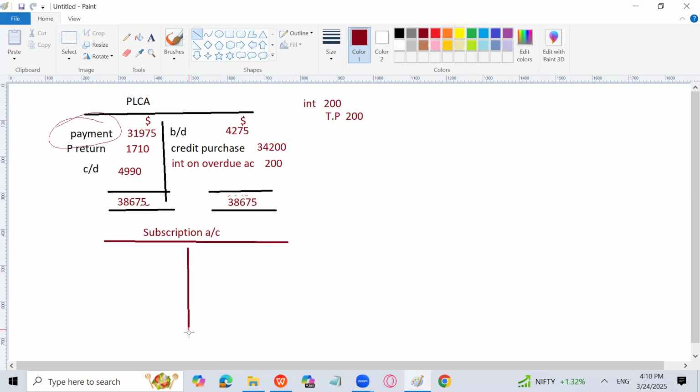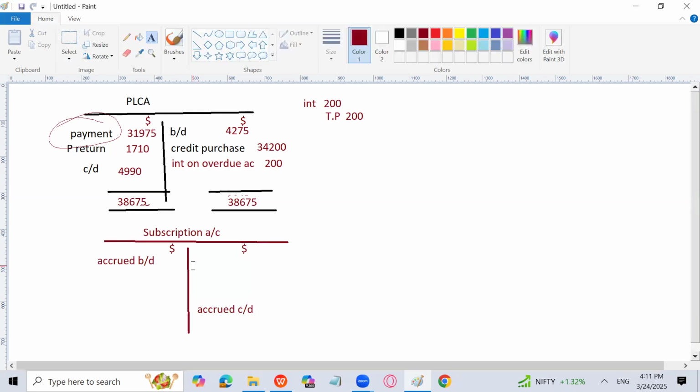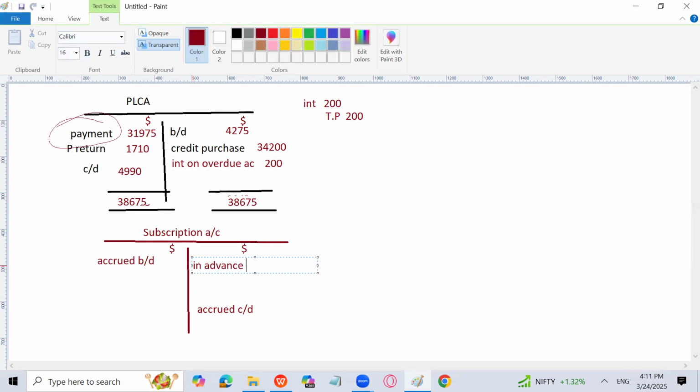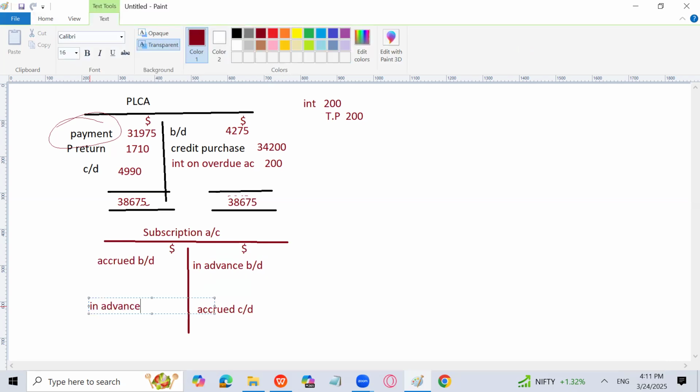Subscription account I'm going to prepare for both years, and I will come over here. I will go with the format simply. I will write here accrued brought down. Here I will write accrued carried down. Here comes in advance brought down, because it is an income account. So we have to prepare the subscription as we used to prepare the income account. In advance carried down. Bank figure will come over here, total amount received from subscription, and bad debts can also come if given in the question.